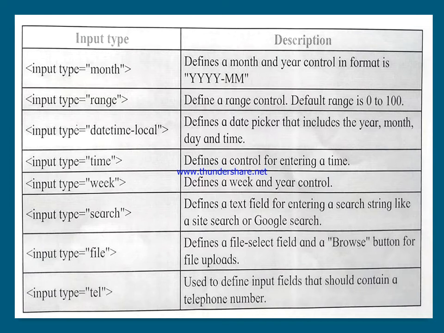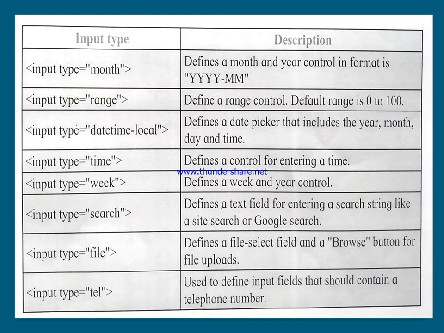Now next is input type equal to datetime-local. It defines the date picker that includes the year, month, day and time. It works the same as date and time separately. So by combining those two, you can go for date and time itself.